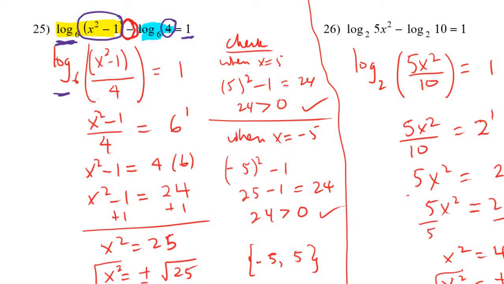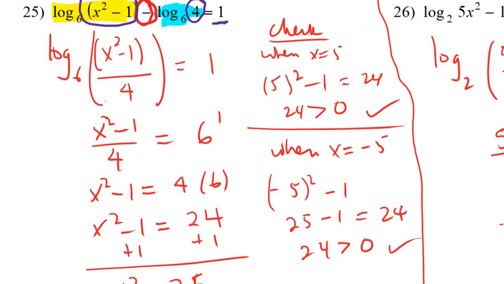Now, after I have done that, I want to get rid of the log. I don't like this log anymore. What I want to do is write it in exponential form so that the log will not be there anymore. So you have to do the thing that we call the circle of life. This is 6 to the power of 1 on the right side. That's 6 to the power of 1 right there. The left side stays exactly the same. I've not changed anything. S squared minus 1 over 4.